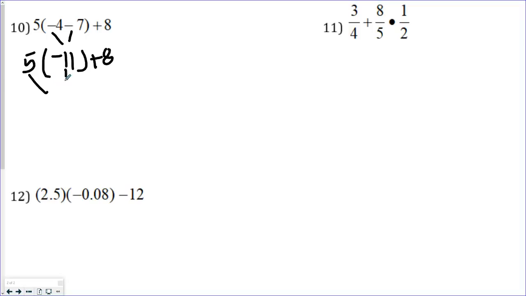So 5 multiplied by -11, that's going to be -55. And then you combine these together, -55 plus 8, and that's going to give me -47.